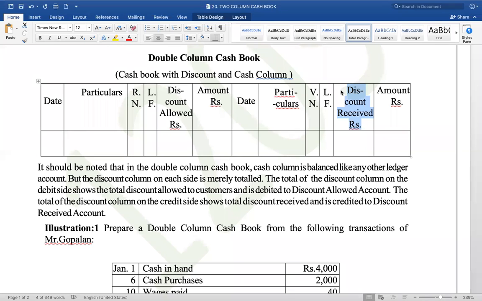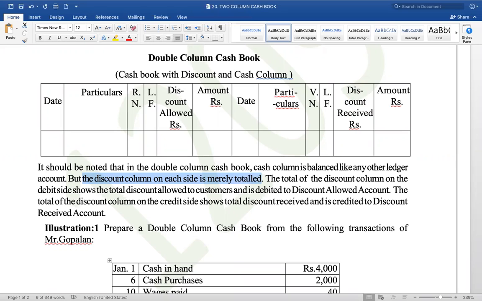There's something called balancing in accounting. For any account you're balancing, right? Previous accounts also you have balanced. Now in this double column cash book, please note that the discount column on each side is merely totaled.